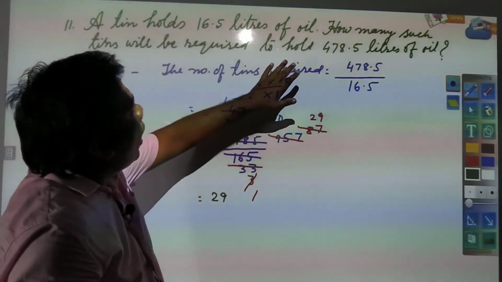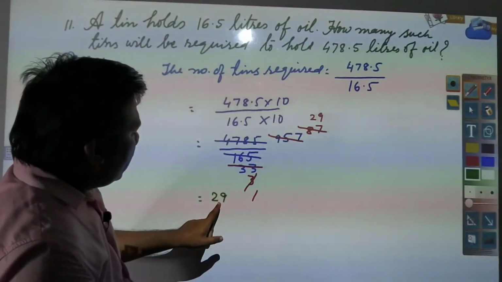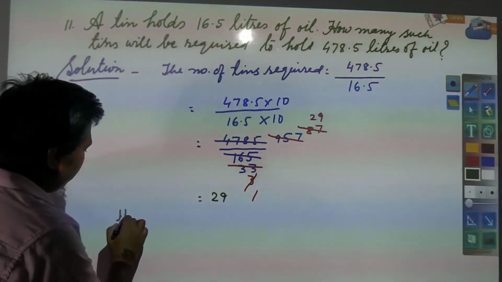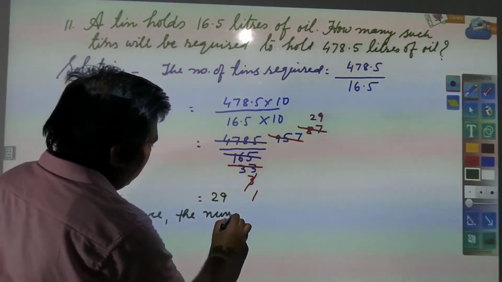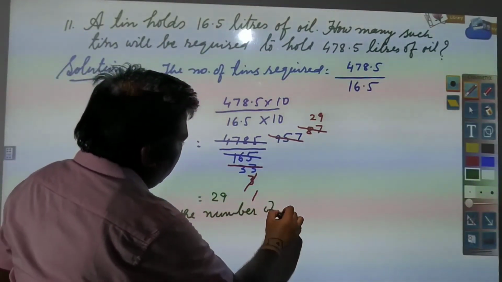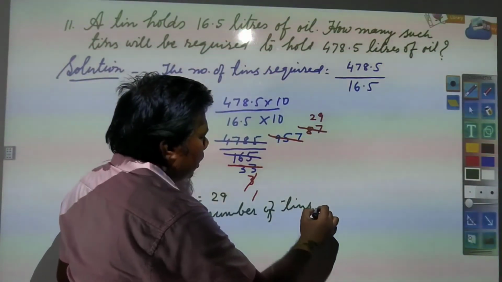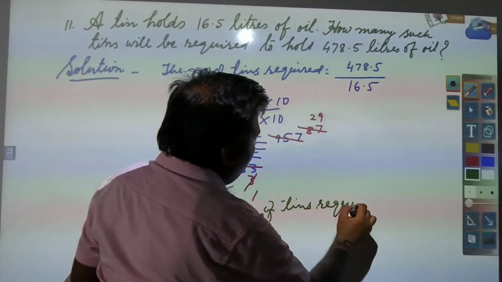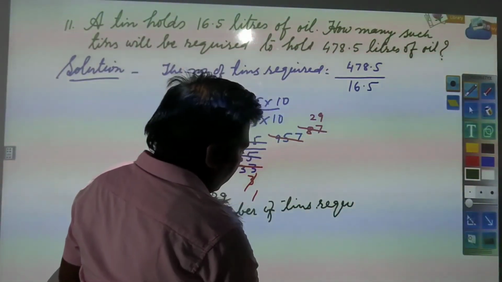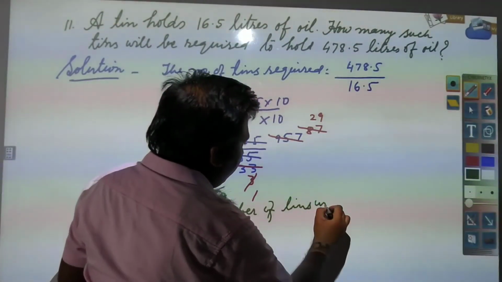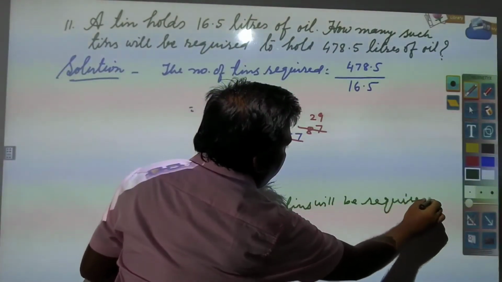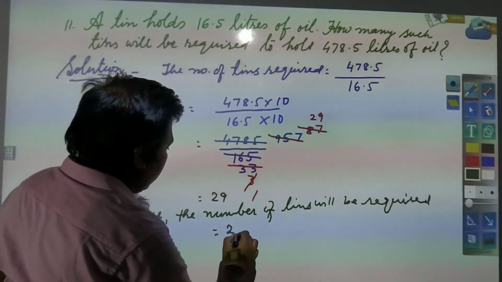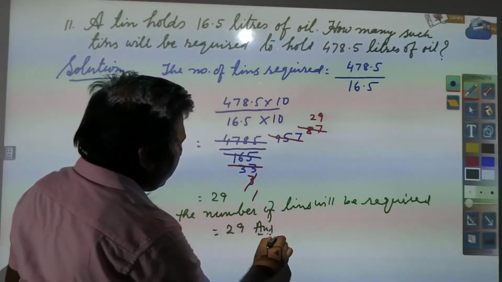So how many such tins will be required? 29. So your answer will be, hence the number of tins will be required, you write, will be required is equal to 29, and this will be your answer.